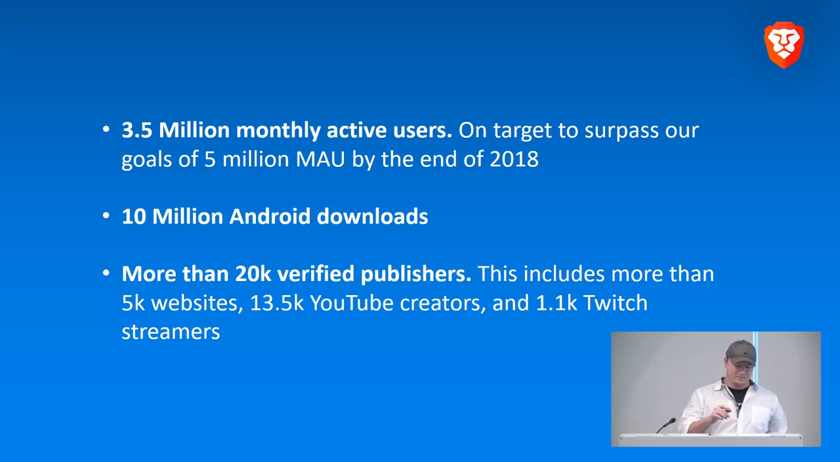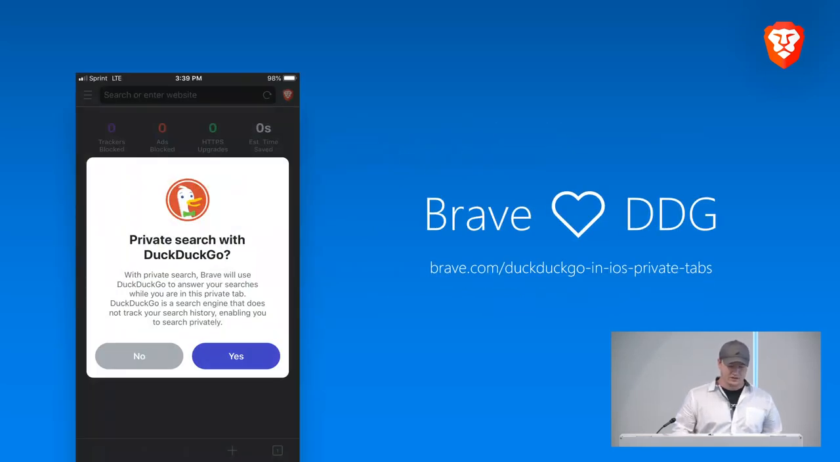And then the last portion, the basic attention token portion, which I might talk about in the future here, but we currently have a little over 20,000 verified publishers, including 5,000 websites, 13,500 YouTube creators, and more than 1,000 Twitch streamers, which is blowing my mind. That's incredible. One of the other things we did was recently integrated DuckDuckGo more prominently inside our iOS application. DuckDuckGo is kind of ideologically aligned with Brave in many ways, and so we're super excited to be working with them. I think they are averaging this month about 24 million daily queries, so they're growing considerably as well.